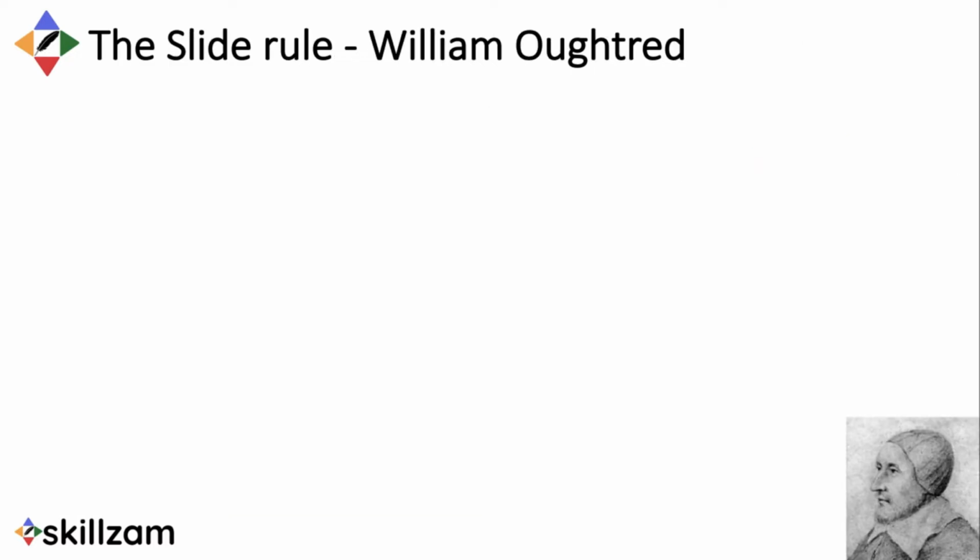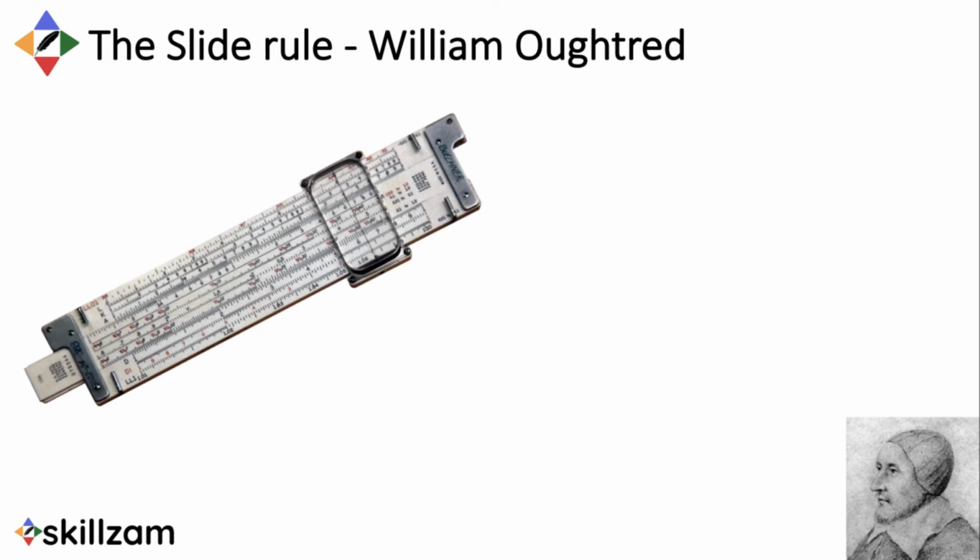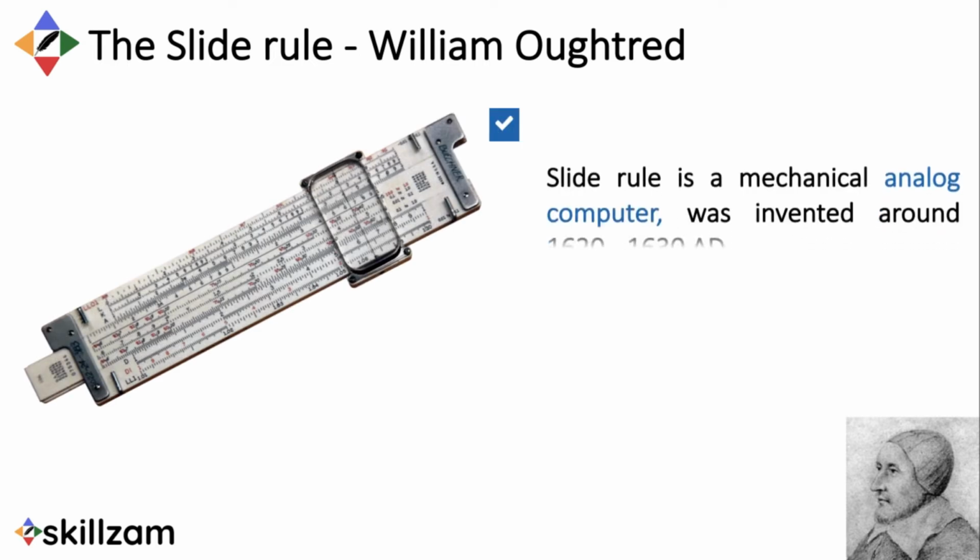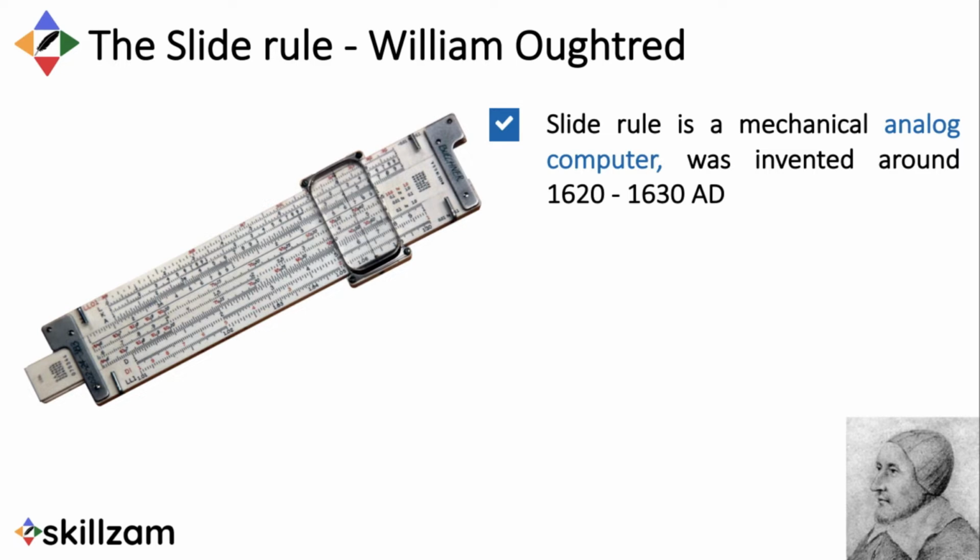The slide rule, William Oughtred. The slide rule was invented around 1620 to 1630 AD, shortly after John Napier's publication of the concept of logarithms. In 1620, Edmund Gunter of Oxford developed a calculating device with a single logarithmic scale. With additional measuring tools, it could be used to multiply and divide.